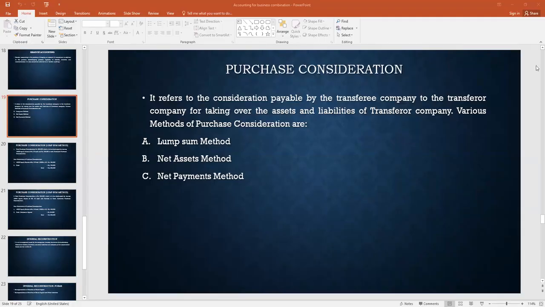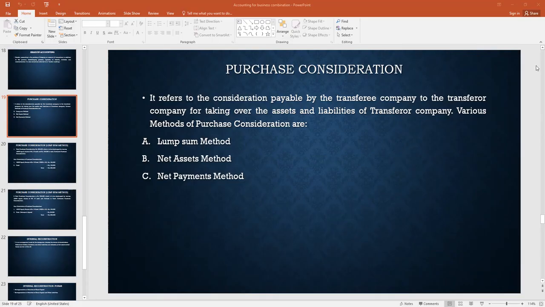Good morning all. Today we are going to discuss the second unit of accounting for business combination. Here we are going to study merger and acquisition and how to do the journal entries under merger and acquisition. So before going to the journal entries, first we should know the basic concept of the purchase consideration.